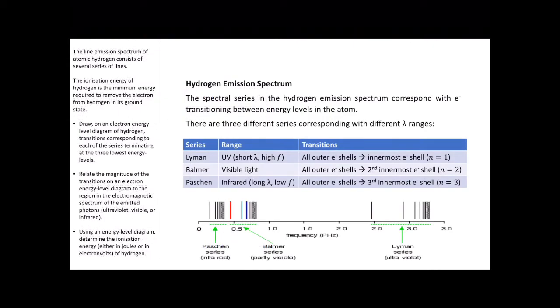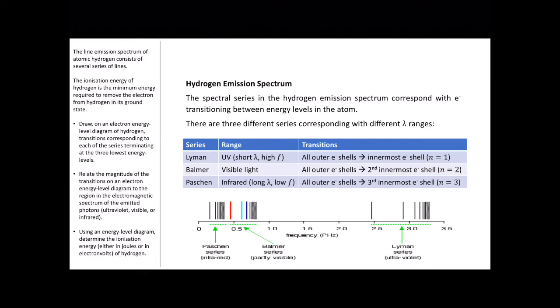The last set of learning intentions and success criteria for these videos are: the line emission spectrum of atomic hydrogen consists of several series of lines, and the ionization energy of hydrogen is the minimum energy required to remove the electron from hydrogen in its ground state.